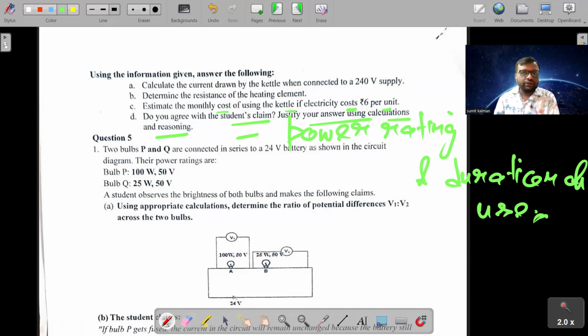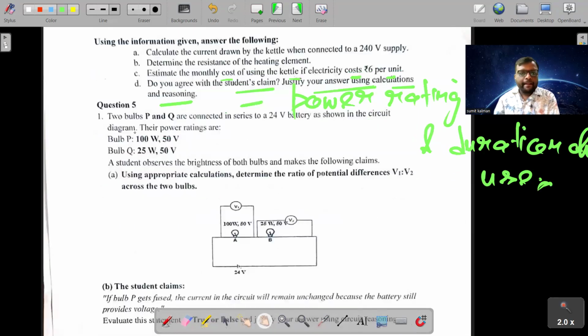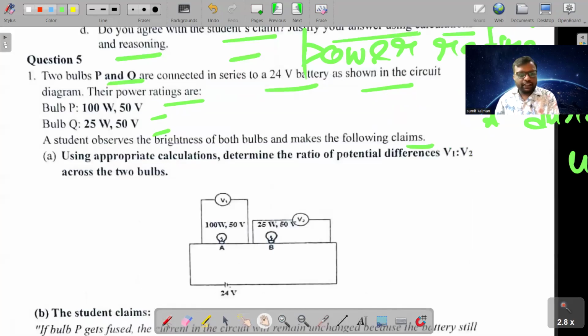So here, next. What is the next problem, friends? Next is, two bulbs are there, P and Q. They are connected to a 24-volt supply battery as shown in the circuit diagram. The power ratings are: 100 watt, 50 volt and 25 watt, 50 volt. And the student observes the brightness of both bulbs and makes the following claims.